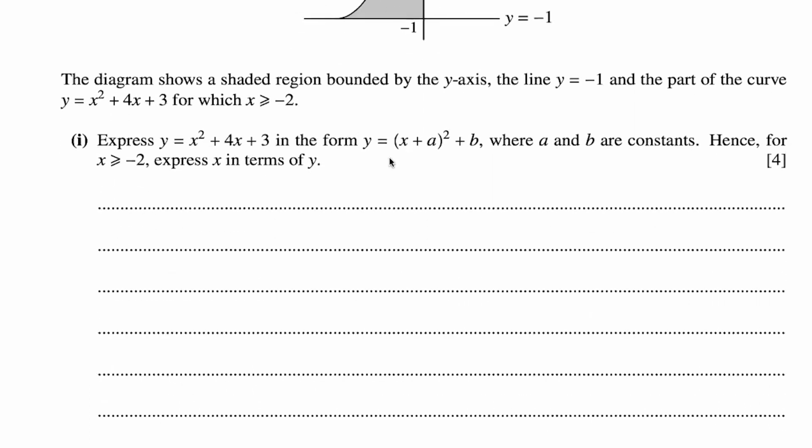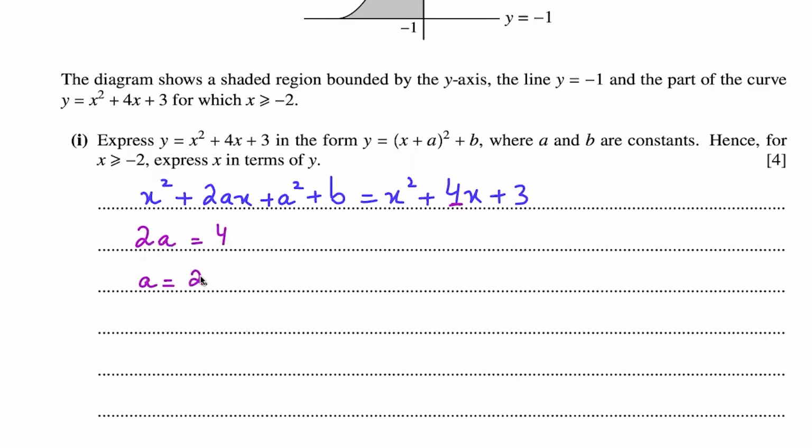So to convert it into the form (x plus a) whole squared, we can first expand the form, which will become x squared plus 2ax plus a squared plus b, and we can compare it with the original equation, which is x squared plus 4x. Now comparing the coefficients of x, on the left hand side we have 2a, and on the right hand side we have 4. So the value of a would be 4 upon 2, which is 2.